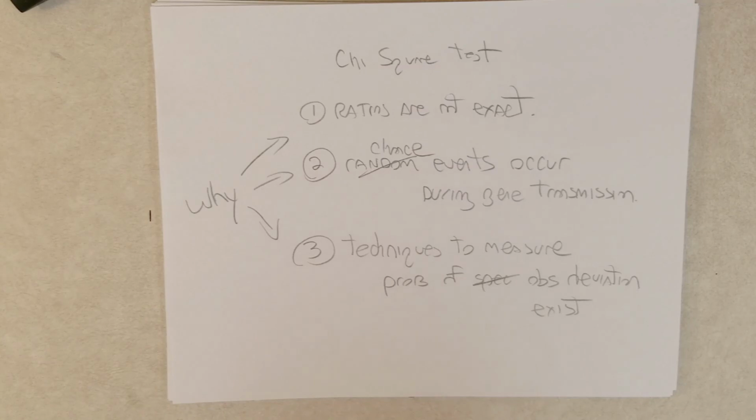Okay, so that's it for the chi-square test. And next in the course, we're going to start looking at modified Mendelian ratios.